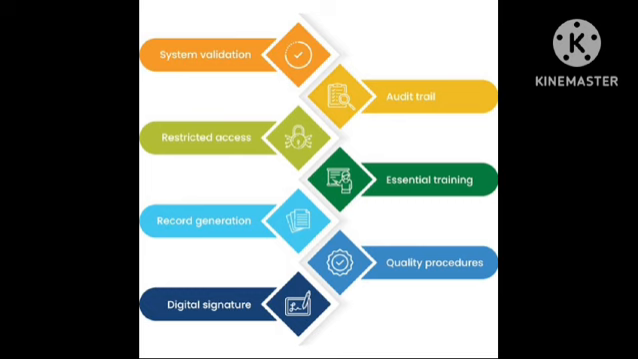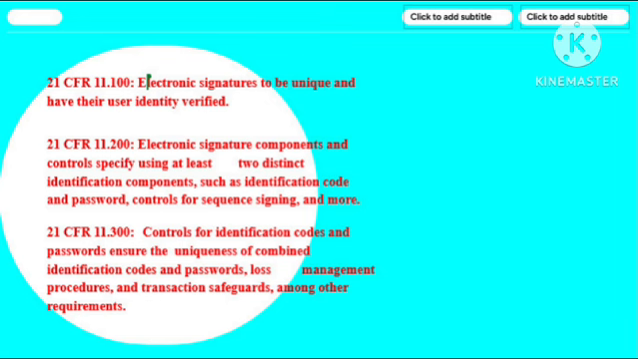Companies must follow specific procedures and controls to maintain the record's authenticity, integrity, and if needed, confidentiality. Some of the required procedures and controls for compliant electronic records include the following. 21 CFR 11.100 general requirements include requirements for electronic signatures to be unique and have their user identity verified. 21 CFR 11.200 electronic signature components and controls specify using at least two distinct identification components such as identification code and password, controls for sequence signing, and more.